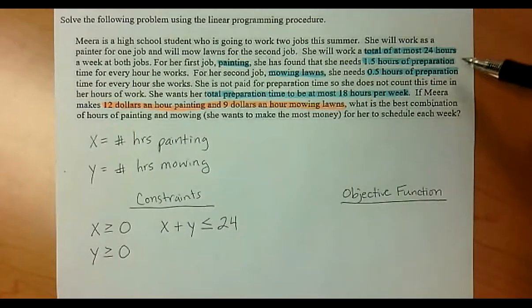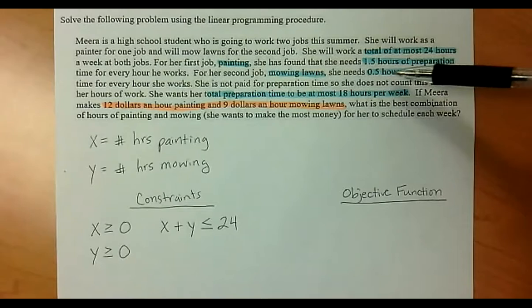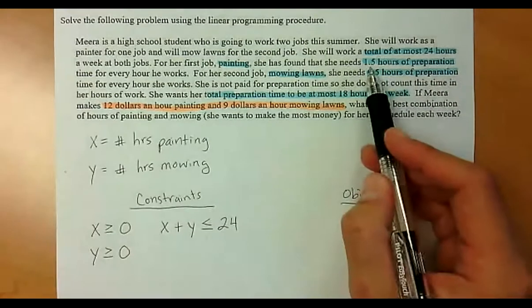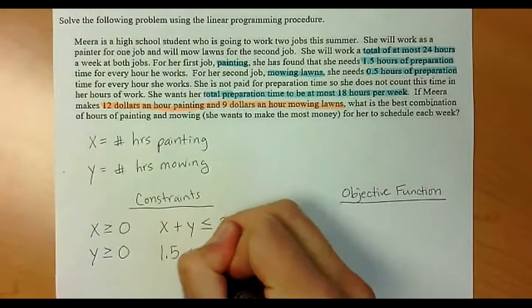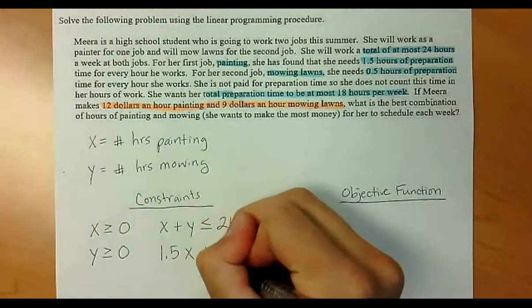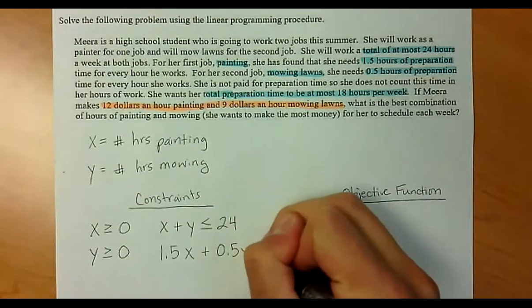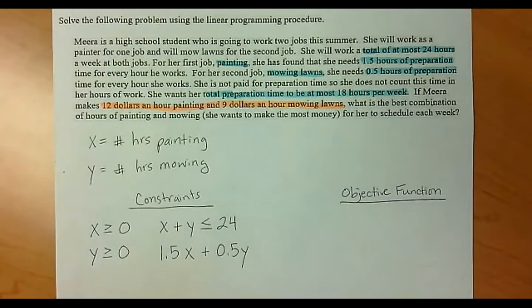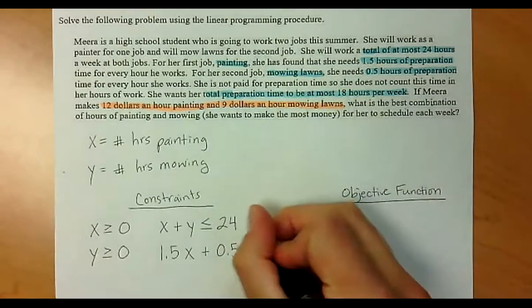All right, and then finally, we've got this idea of preparation time, right? You know, you're painting a room, we got to get drop cloth, we got to tape the trim. There's a lot of preparation that goes into it. I would argue you probably don't need a half an hour preparation for mowing lawns, but maybe she's got to go get the gas, put some maintenance on her mower. Who knows? So she needs an hour and a half of preparation time for every hour she paints, and half an hour for every hour she mows. And this cannot exceed 18 hours.